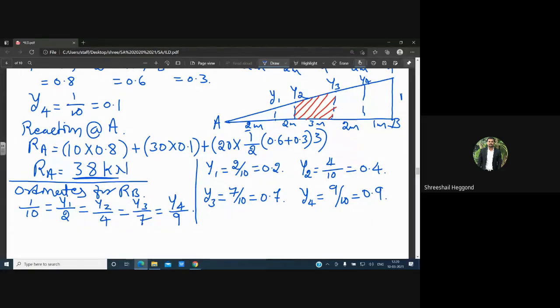This is how we need to calculate ordinates. Once you calculate the ordinates, multiply with respect to load conditions. If it is a point load, multiply directly the quantity of load. If it is a UDL, then the area under the UDL you need to multiply with the quantity of load. Calculate and post your answer in the chat box.